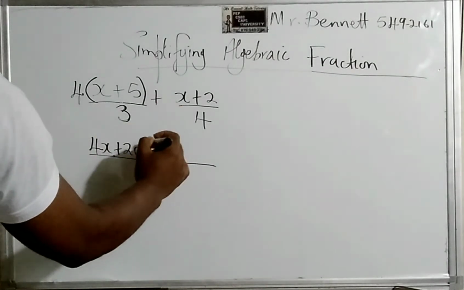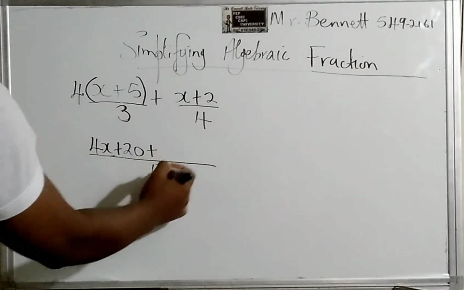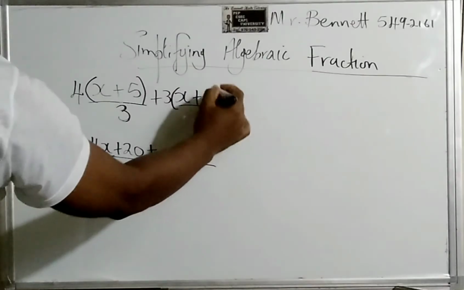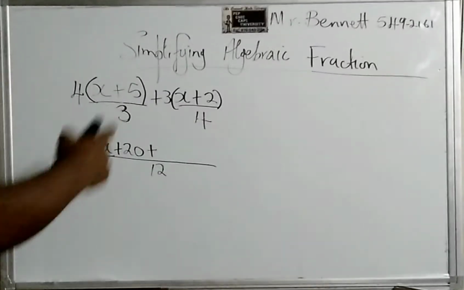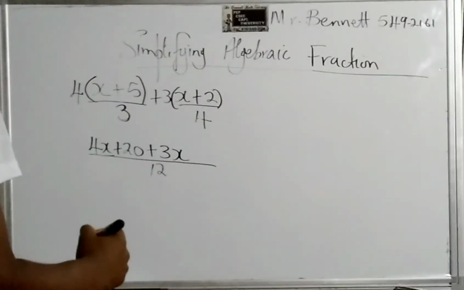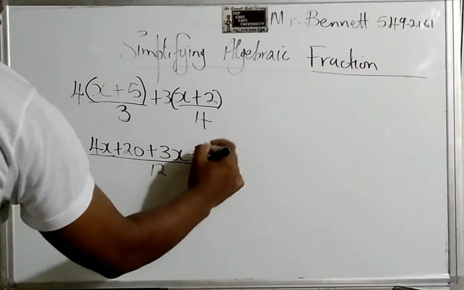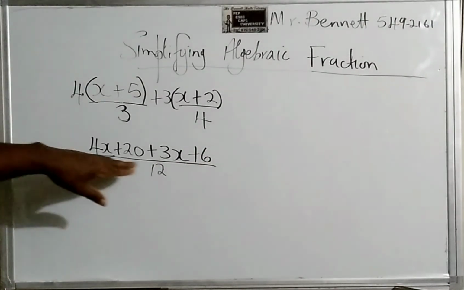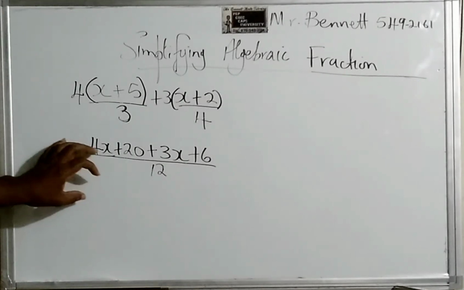Then we come back. 4 into 12 goes 3 times. We do the same thing, we expand the bracket. So 3 times x would be 3x, and 3 times 2 would be 6. But we're not finished yet. We have 4x plus 20 plus 3x, but what we need to do is to group the like terms.